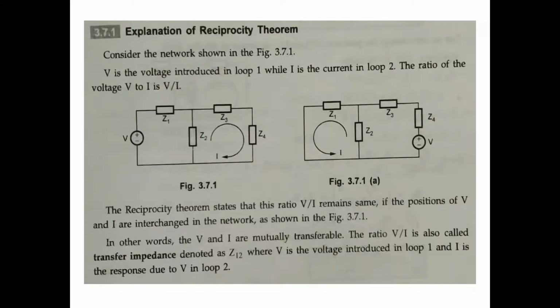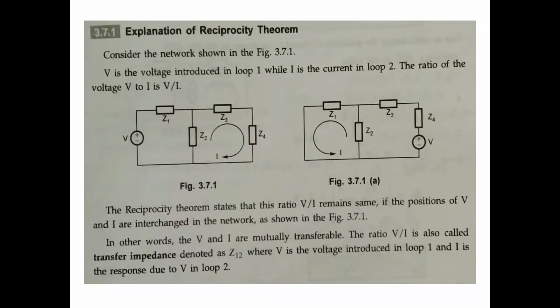Okay, next, the explanation of the reciprocity theorem. V is a voltage source in loop 1, and I is a current in loop 2, with internal impedance in between. The reciprocity theorem states that the ratio of V and I remains the same when the positions of V and I are interchanged in the network, as shown in the figure. In the second diagram, V and I are just interchanged. V was on the left side, but now V is on the right side. In other words, V and I are mutually transferable.